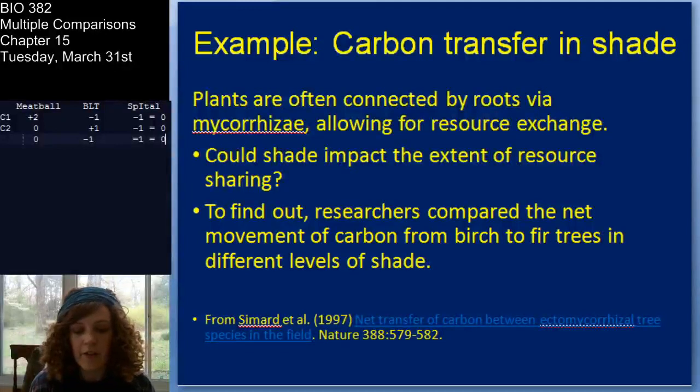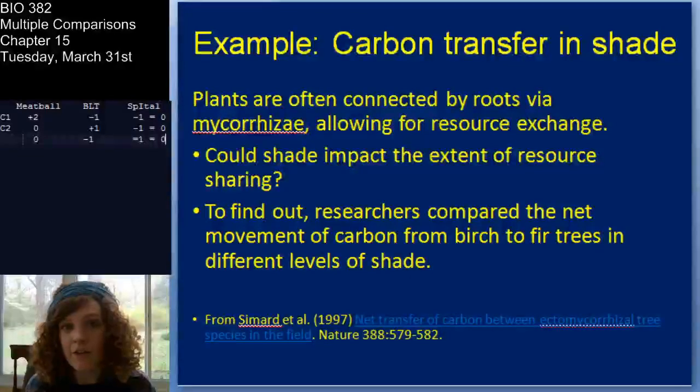So, question. Plants are often connected by roots via mycorrhizae, which are fungi associated with roots, and there are two kinds. And if you've taken ecology or Bio 2, which is, I think, everyone in this class, then you know that those are ectomycorrhizae and arbuscular mycorrhizae.